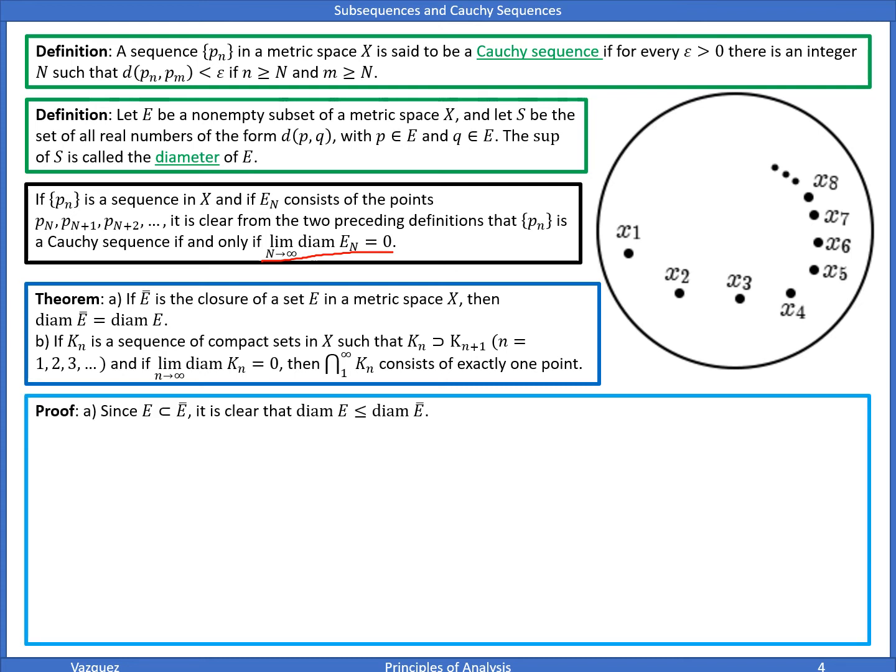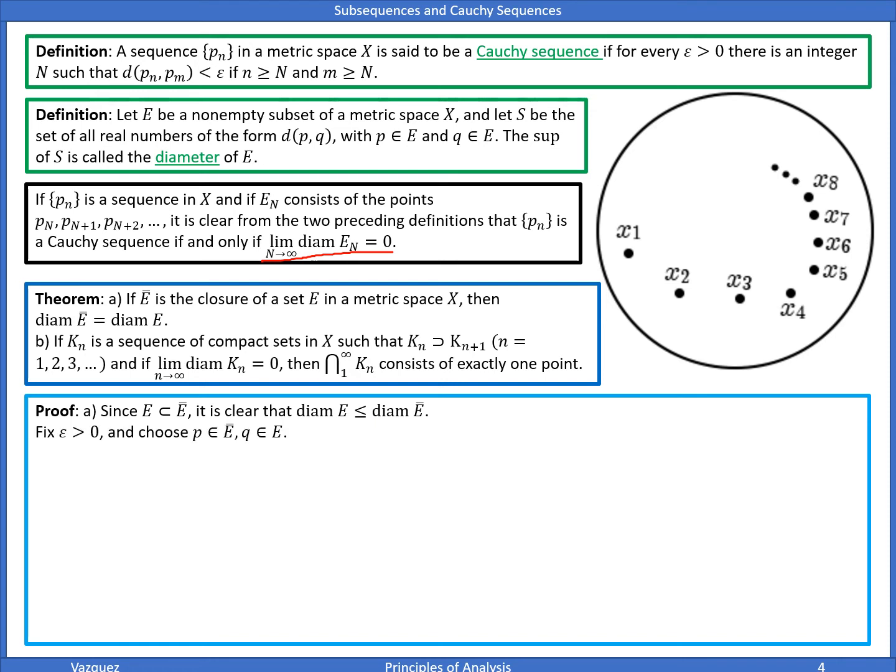So first, we're going to prove the first one. Since E is a subset of E bar, right? Every set is a subset of its closure. Well, then the diameter of E is less than or equal to the diameter of the closure. What else do we need to show now? Well, that we need to show this as well.